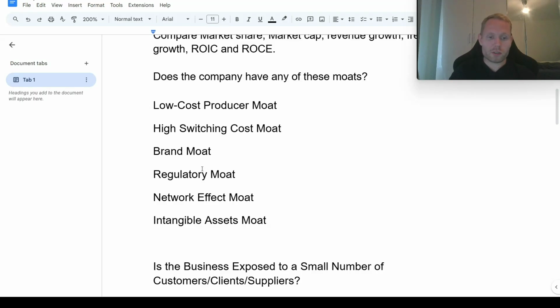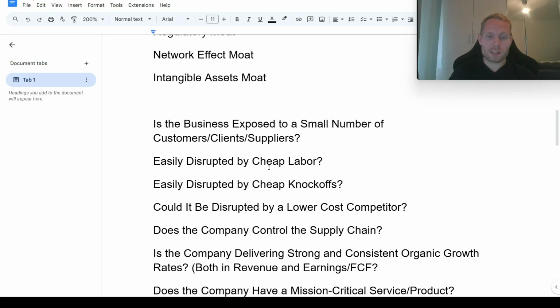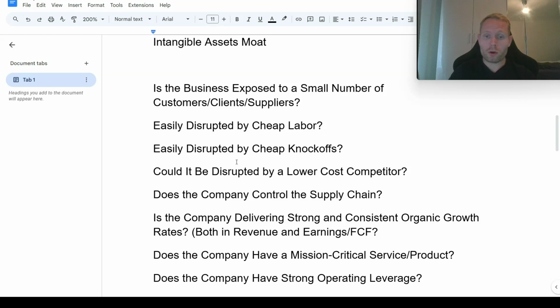And then I have a couple of questions concerning the moat. Is the business exposed to a small number of customers, clients or suppliers? We've already seen that it has a high customer concentration, so that's something we have to dig into. Is it easily disrupted by cheap labor, by cheap knockoffs? I don't think so, but let's see what Grok says. Could it be disrupted by a low-cost competitor? Like I said, I don't know anything about the company, so maybe they're the premium offering in the business, and there are some other companies that are offering the service at a lower cost. That is something we have to take into account.